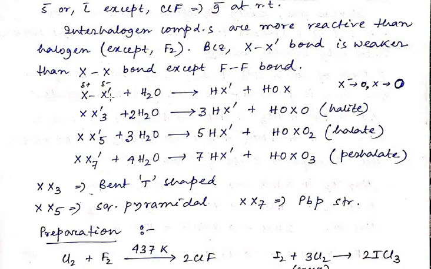Okay, so these are the different types of reactions of the interhalogen compounds with water. Now if I look at the structure of the interhalogen compounds, you can draw the structure by using VSEPR, and by using VSEPR we can observe that the shape of the XX3 is bent T-shaped, the structure of the XX5 is square pyramidal in nature, and in case of the XX7, it is pentagonal bipyramidal in structure.